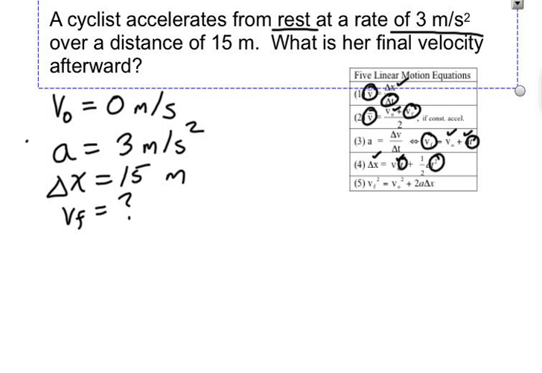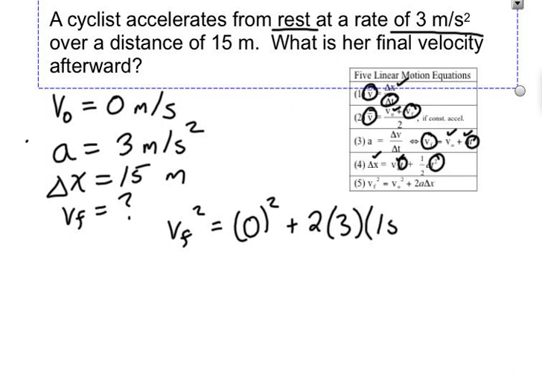So I could use the fourth equation to solve for time, but ultimately I'm not looking for time, I'm looking for vf. So I really want to use this fifth equation, vf squared equals v naught squared plus 2a delta x. So I will start that process. I'm going to start plugging in here vf squared, that's unknown, equals v naught squared. So I've got 0 squared plus 2 times 3 times 15.